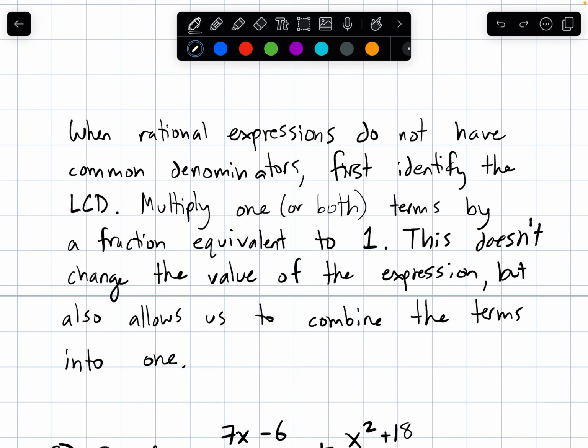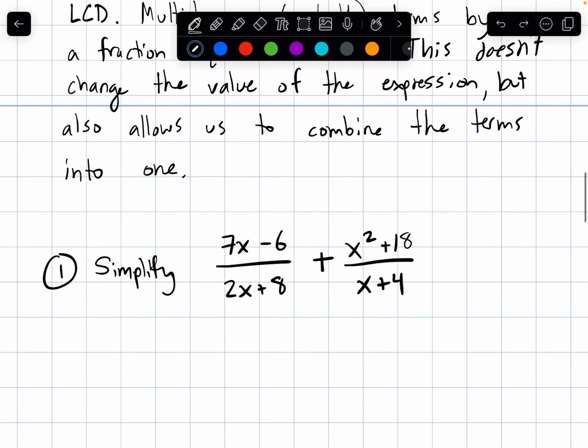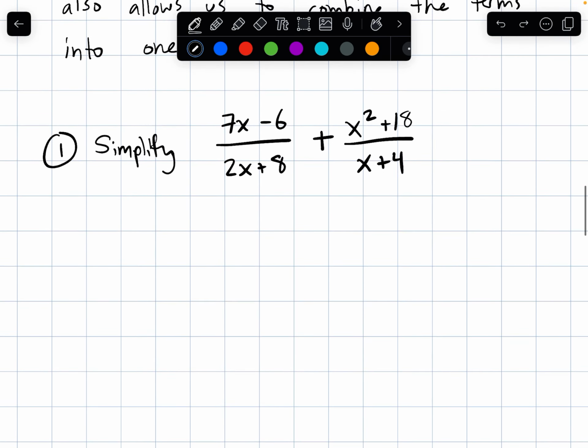All right, when rational expressions do not have common denominators, you first want to identify the LCD. All right, so the LCD, if I look at this, again, I'm trying to get this x plus 4 to be the same as this 2x plus 8. A great first step is to try factoring. All right, and just try factoring the denominators.